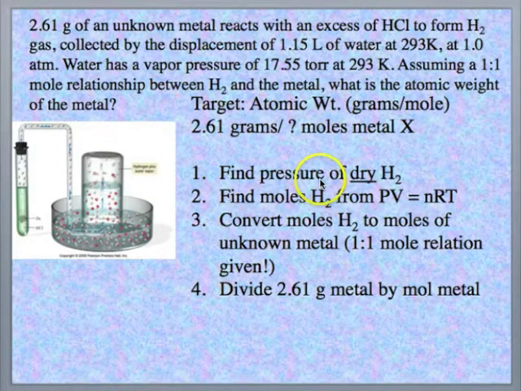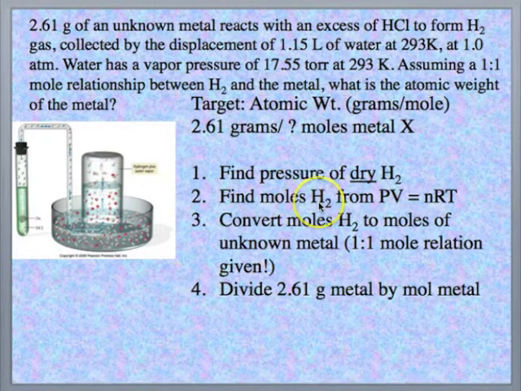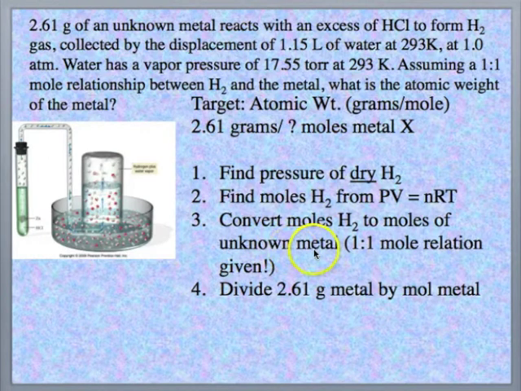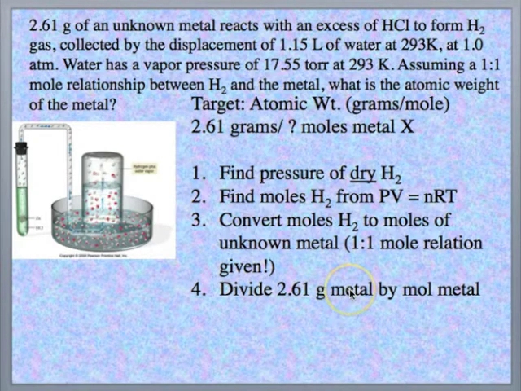First we find the pressure of the dry hydrogen. Then using PV equals nRT we find the moles of hydrogen. We convert moles of hydrogen to moles of unknown metal with a 1-to-1 relationship given by the problem. And we divide 2.61 grams of the metal by the moles of the metal.